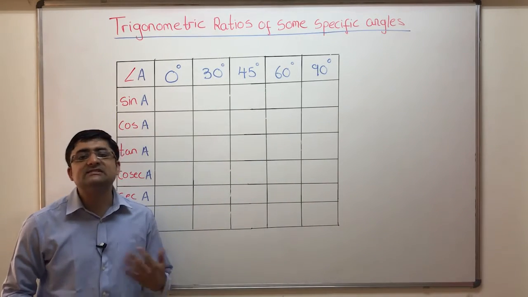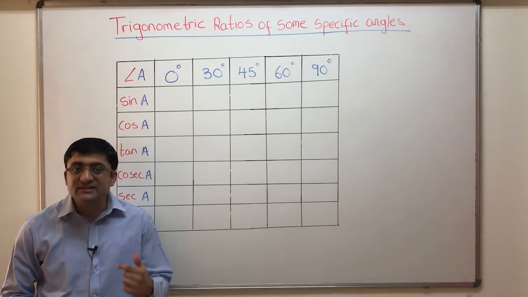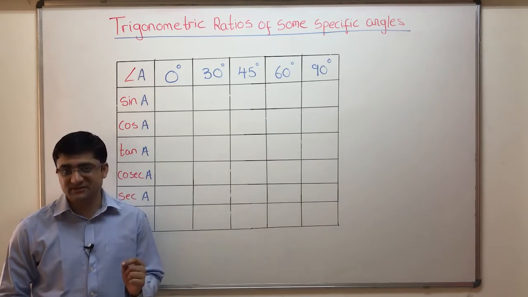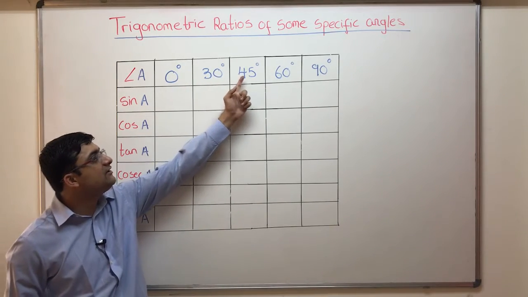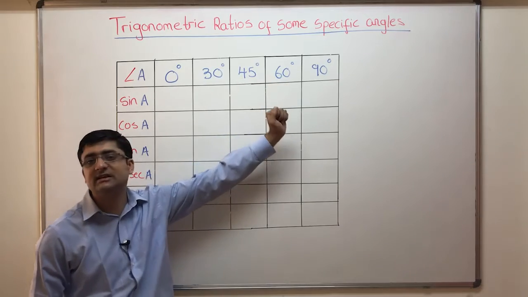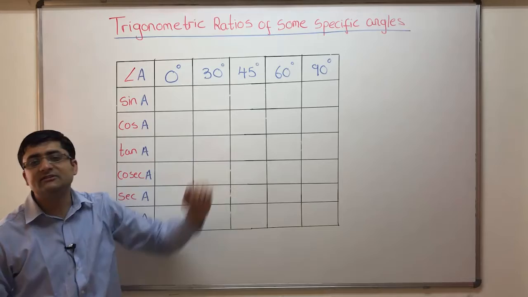So previously we've learned the 6 basic trigonometric ratios. Now in this video, we're going to learn the values of these trigonometric ratios for some specific angles. So what are these angles? 0 degrees, 30 degrees, 45 degrees, 60 degrees and 90 degrees. So we're going to learn the values of these 6 trigonometric ratios for these 5 angles.